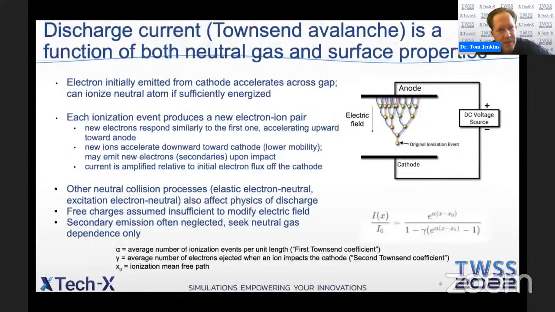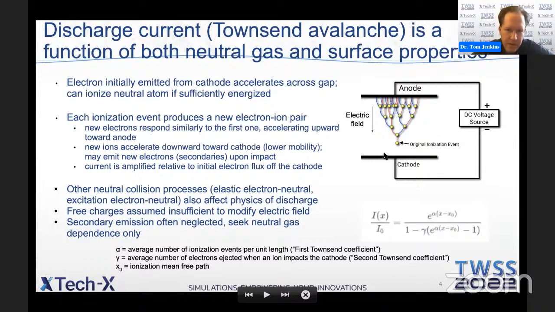Real life is a little more complicated than that, of course, and so as we emit an electron from the cathode, it will accelerate, and if it gets sufficiently energized, we'll hit a neutral atom and ionize it, and then we have 2 electrons and an ion, which means that pretty quick we have 4 electrons and more ions and so on. We get an avalanche, essentially. Every ionization event produces a new electron-ion pair, and the electrons do just what the old one was doing. They keep running up the field to the anode.